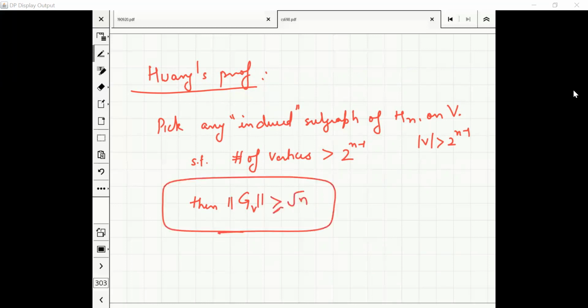This is Huang's proof. Notice this statement has nothing to do with a function. It is just giving you a property of the Boolean hypercube. That is the beauty of this proof. We have forgotten about the function now. It just says, take the Boolean hypercube, pick any big set of vertices. Big set of vertices means it has more than half the vertices. Then there is at least one eigenvalue which is more than root n.